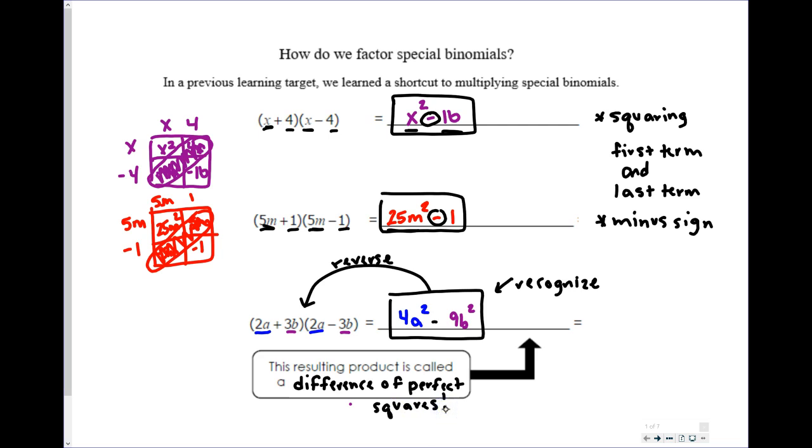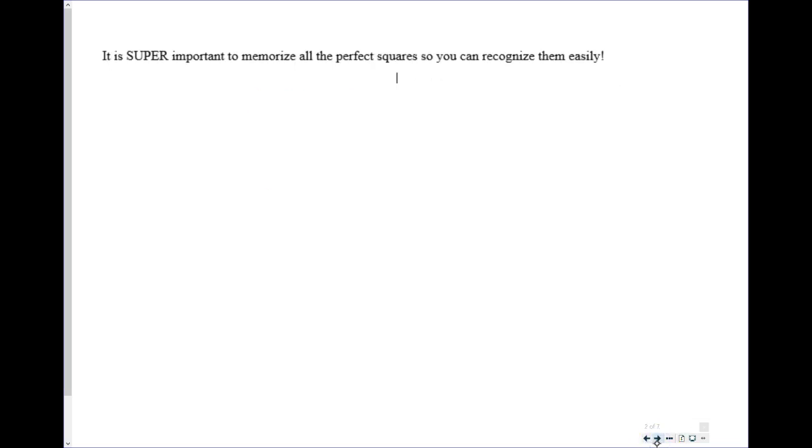Okay, a difference of perfect squares. And I'm going to show you why it is called that. So I'm going to move the slide here to this part right here that says it's super important to memorize all the perfect squares so you can recognize them. Okay, it's the recognizing them that's a real struggle for most students, is memorizing all of these numbers.